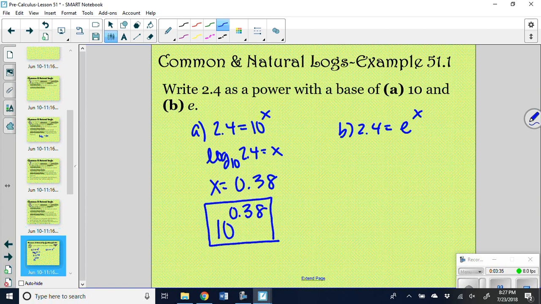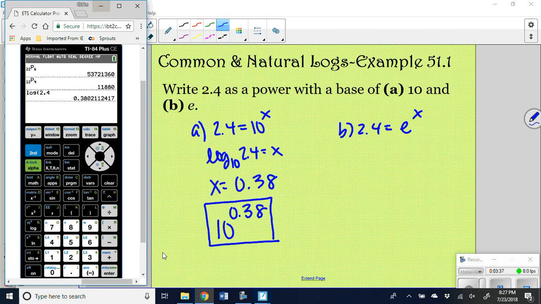And these are pretty easy to check. Take your calculator. If you do 10 raised to the 0.38, you get 2.3988, which is really close to 2.4. The reason it's not exactly 2.4 is because we rounded the decimal that we got in our calculator. Okay, so that's how that works.